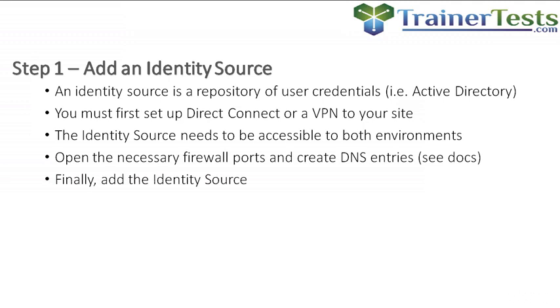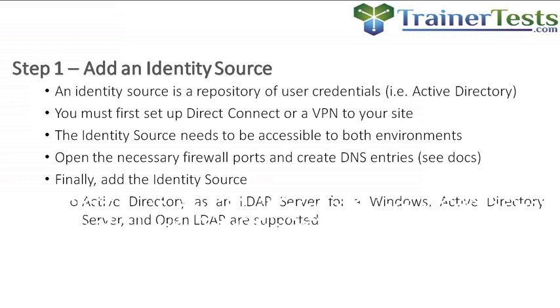And then finally, you can just add the identity source to the vCenter server that is in the VMware Cloud on AWS software-defined data center. Right, so now our on-premise vCenter and our vCenter in the cloud have a common identity source. It can be Active Directory as an LDAP server for Windows, Active Directory server, or Open LDAP. Any of those identity source types are supported.